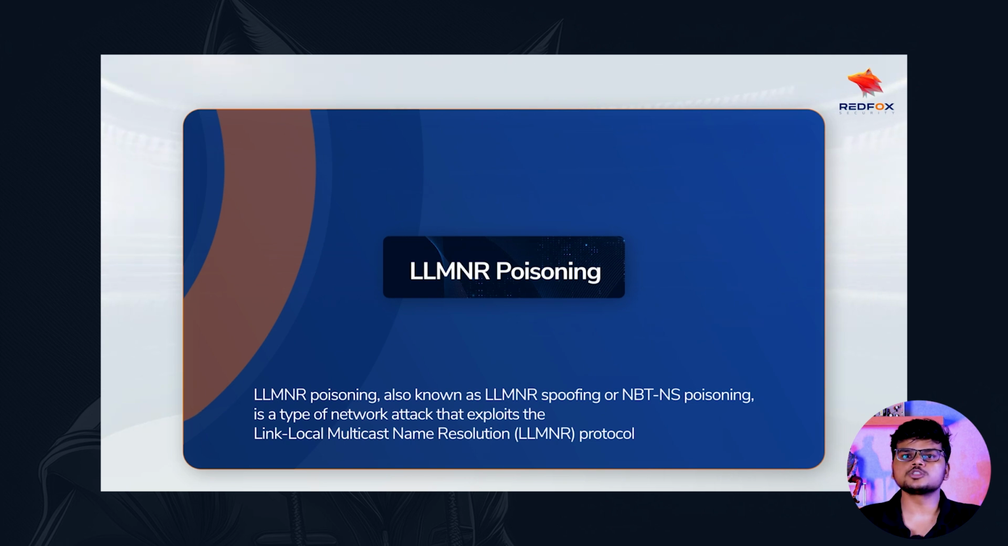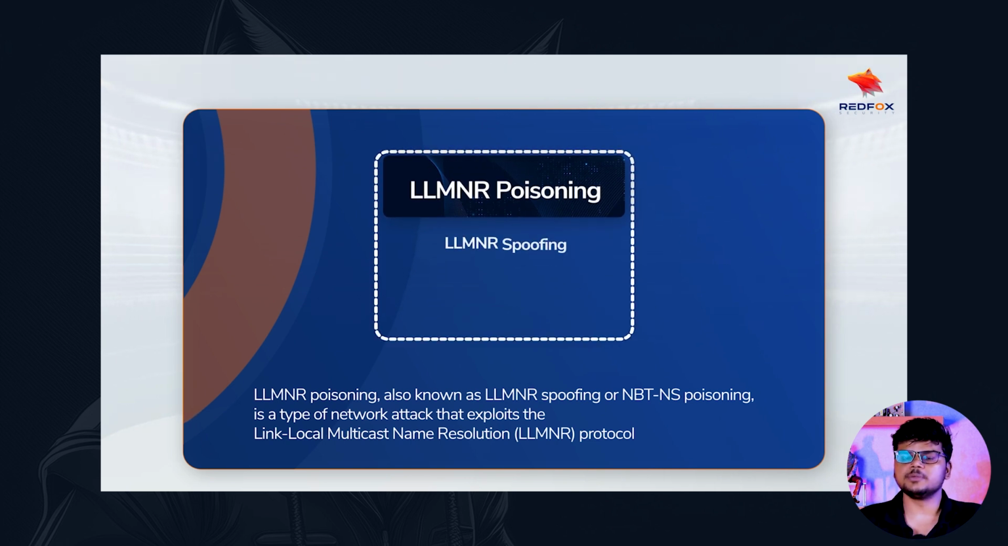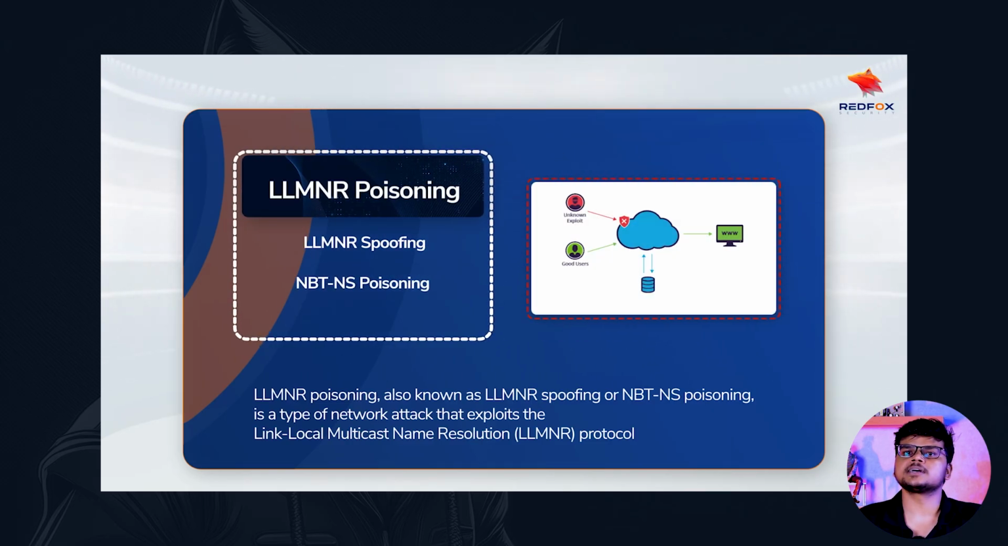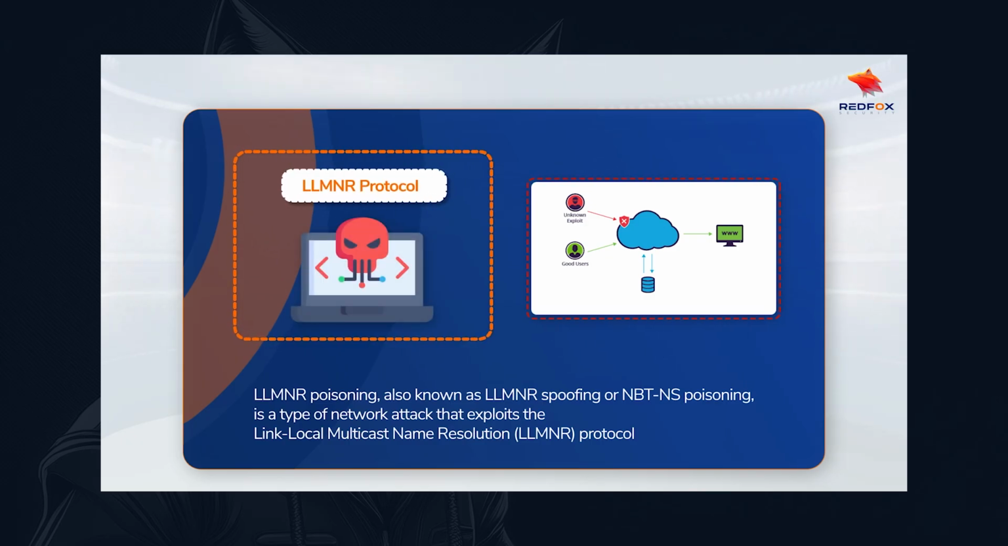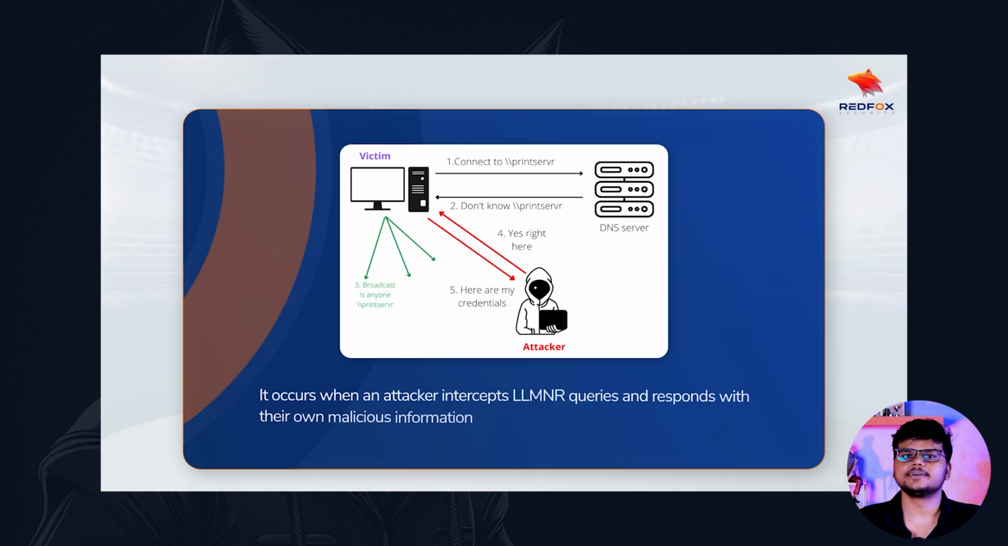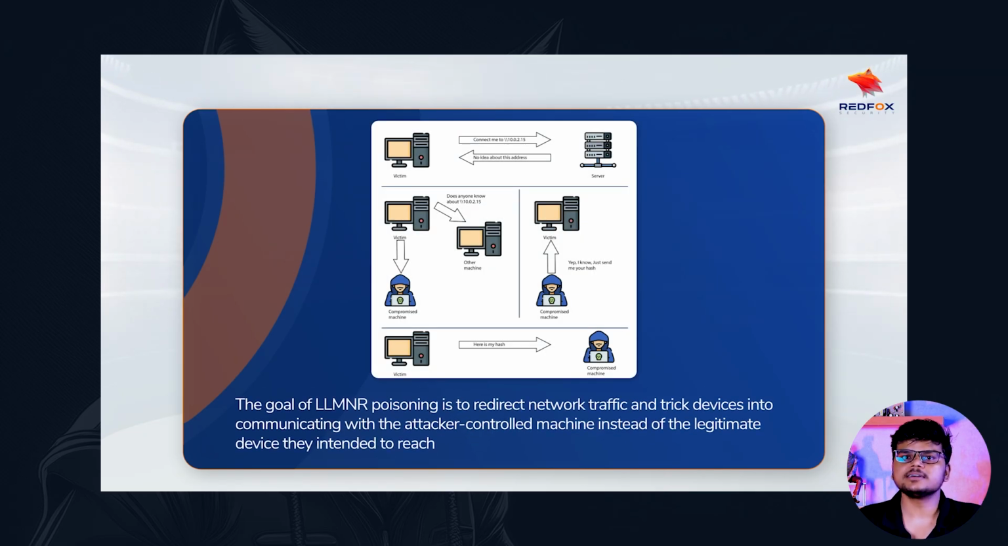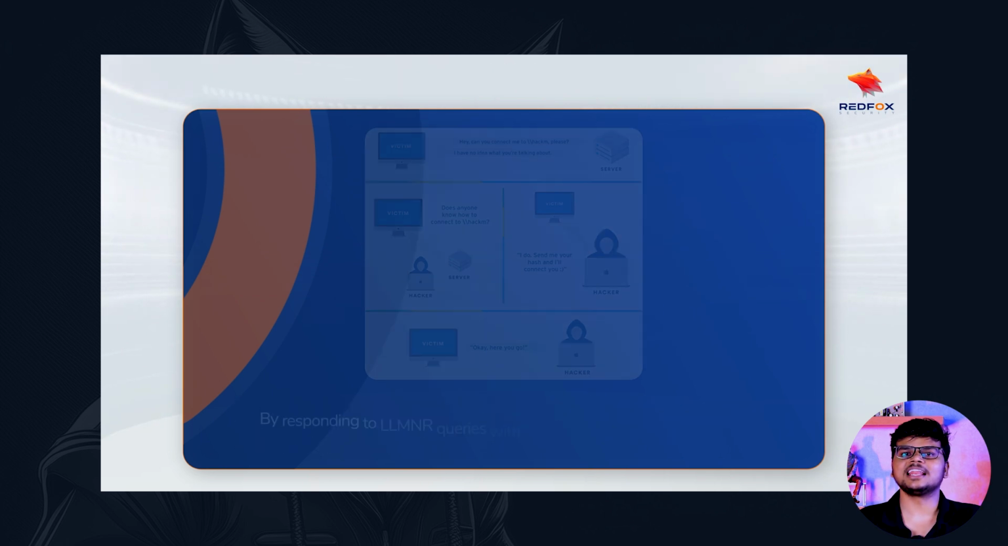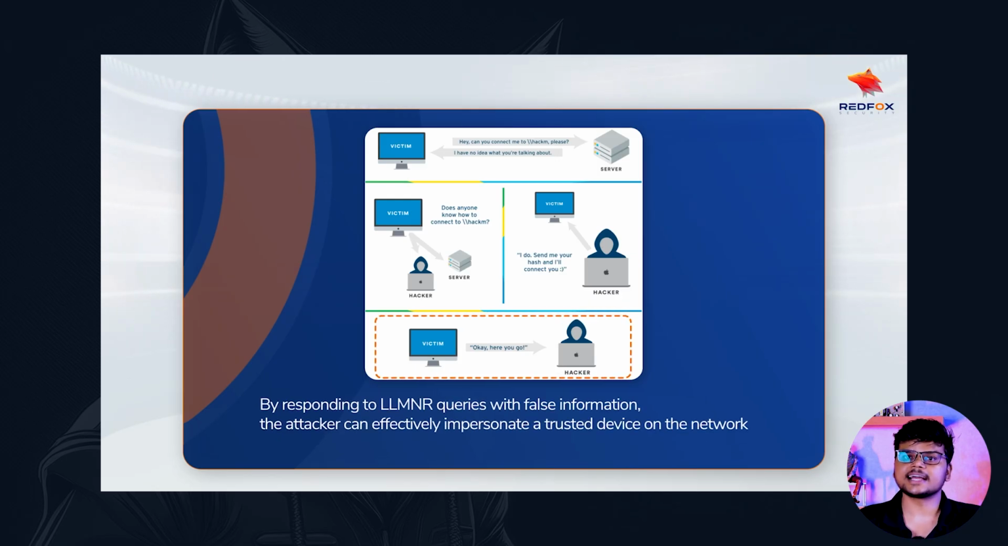LLMNR poisoning, also known as LLMNR spoofing or NBT-NS poisoning, is a typical network attack that exploits the Link Local Multicast Name Resolution protocol. It occurs when an attacker intercepts LLMNR queries and responds with their own malicious information. The goal of LLMNR poisoning is to redirect network traffic and trick devices into communicating with the attacker-controlled machine instead of the legitimate devices they intended to reach. By responding to LLMNR queries with false information, the attacker can effectively impersonate a trusted device on the network.